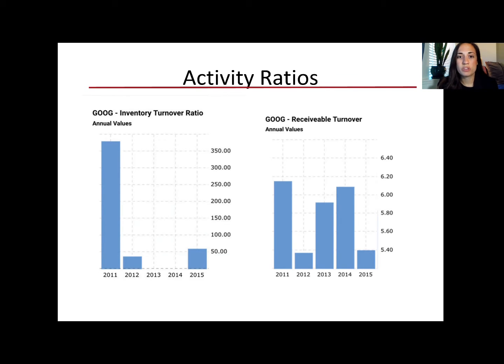has a high portion of quality customers that pay their debts quickly. A high receivables turnover also might indicate that the company operates on a cash basis.